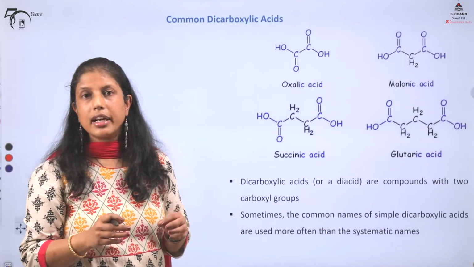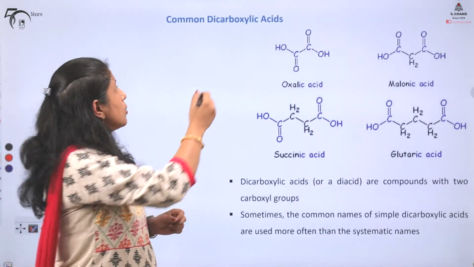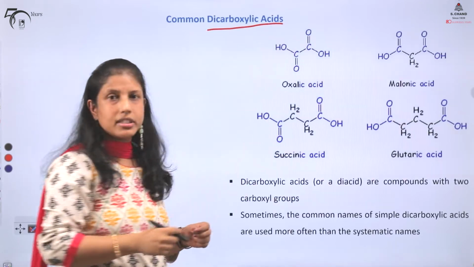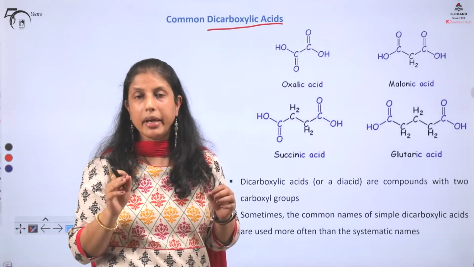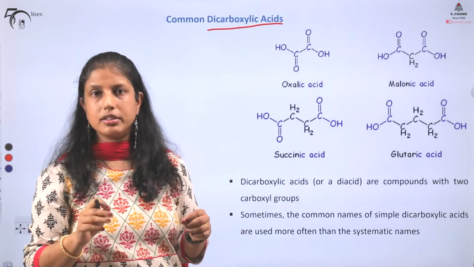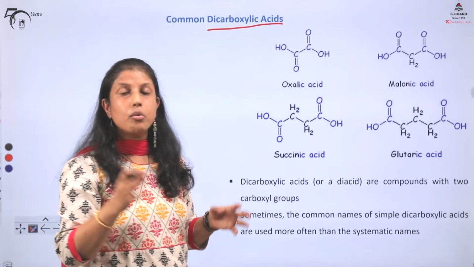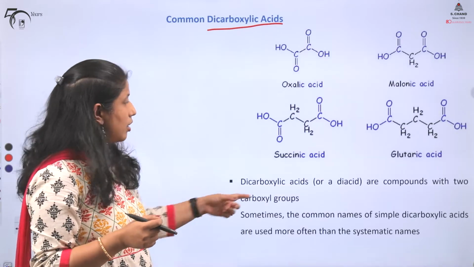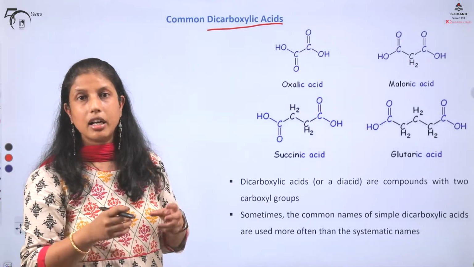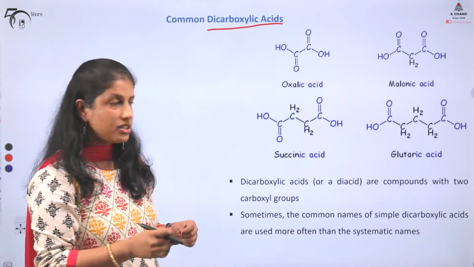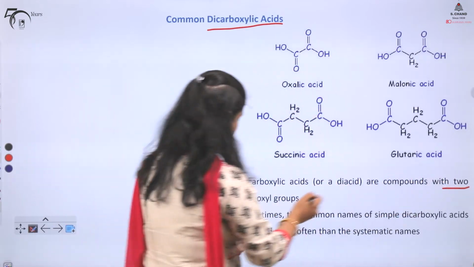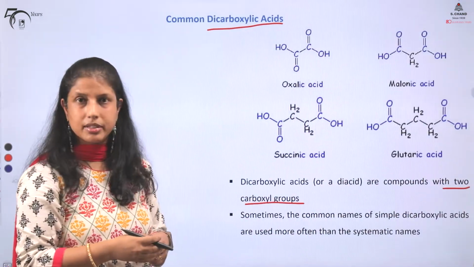Next, let's look at another class of acids which are known as dicarboxylic acids. I'm sure many of you must have come across dicarboxylic acids in your organic laboratory. What are dicarboxylic acids? Well, dicarboxylic acids are compounds, as the name suggests, with 2 carboxyl groups.